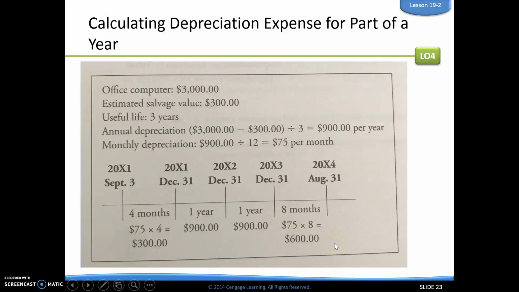So this is what happens if we don't put a plant asset into play on the very first day of our fiscal period, because that's not really very practical. We could buy land, we could buy new equipment, computers die, we have to get new ones at any point in time. So this is what we would have to do if we were going to expense for part of a year.